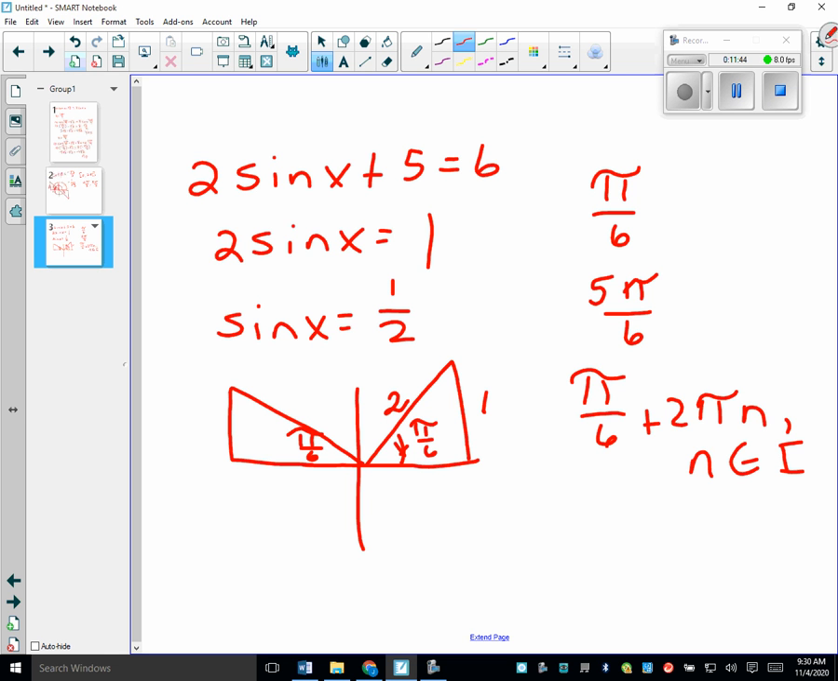So all I'm going to do when it asks for all of them is add this. So this number is 5 pi over 6, also plus 2 pi n. Should you write plus or minus, or just plus? Just plus, because n can be negative.